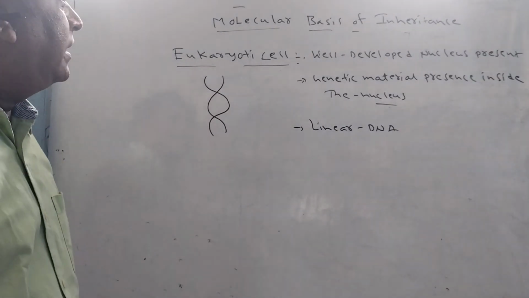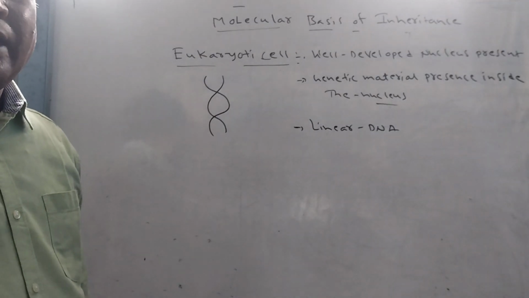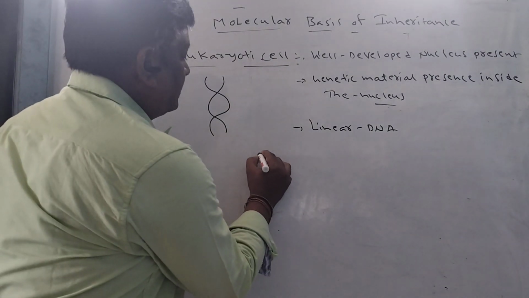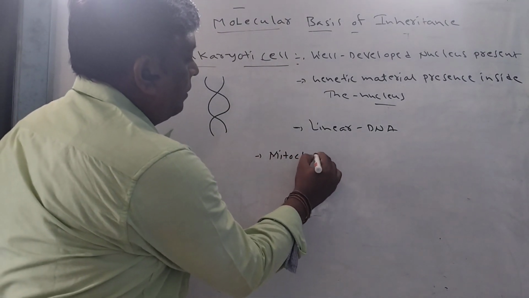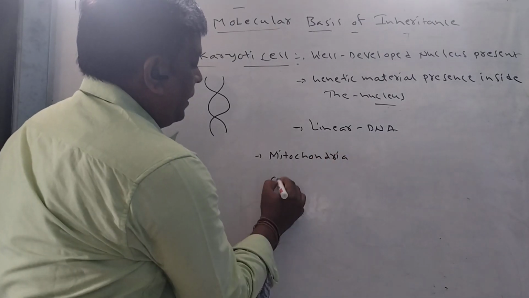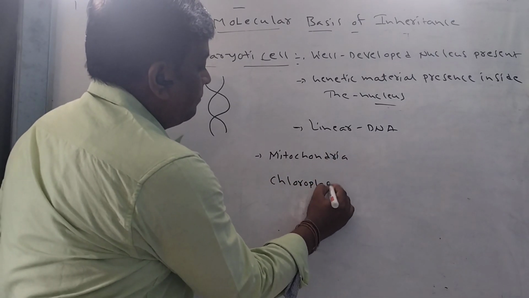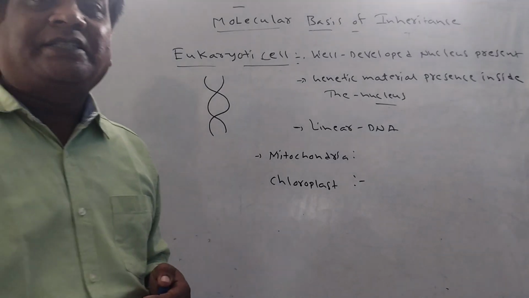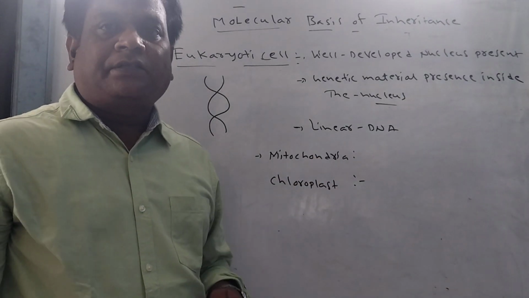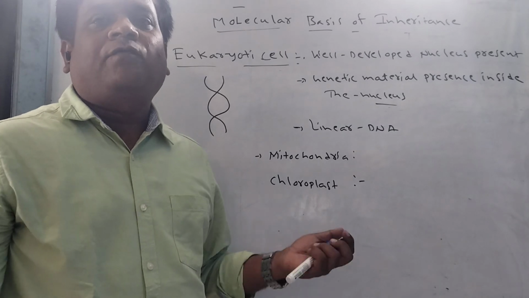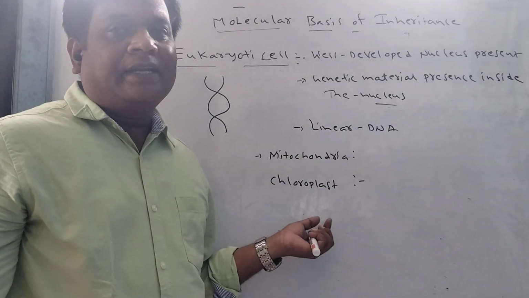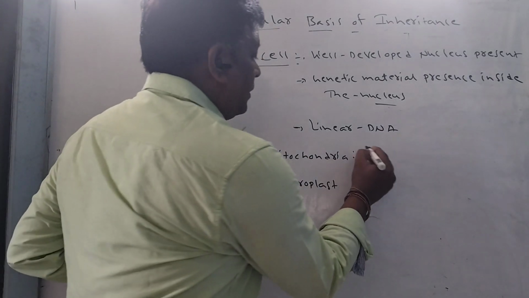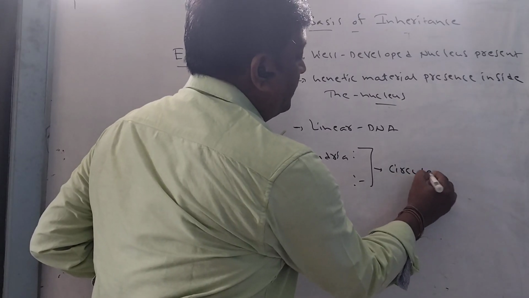And there are some more things in some cell organelles, like the mitochondria and chloroplast. Already you know the function of the mitochondria. Mitochondria perform the respiration process, that is the aerobic respiration process, and the chloroplast performs the photosynthesis process. These two cell organelles also have circular DNA present.